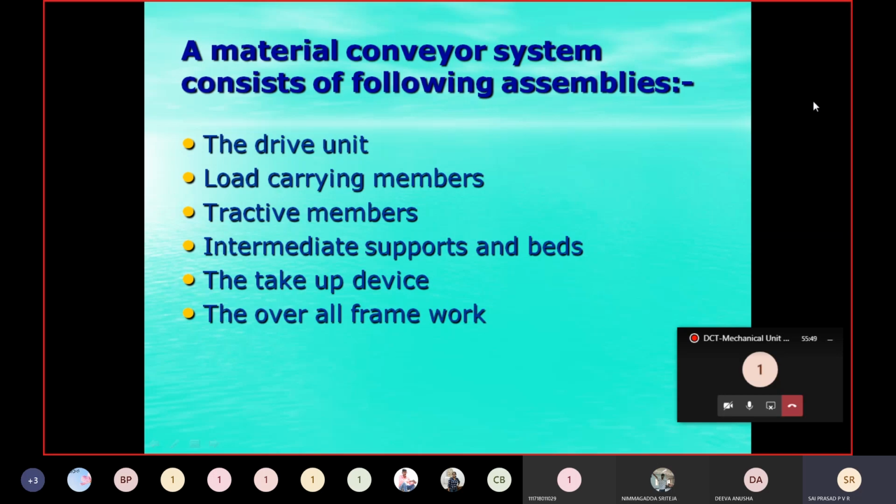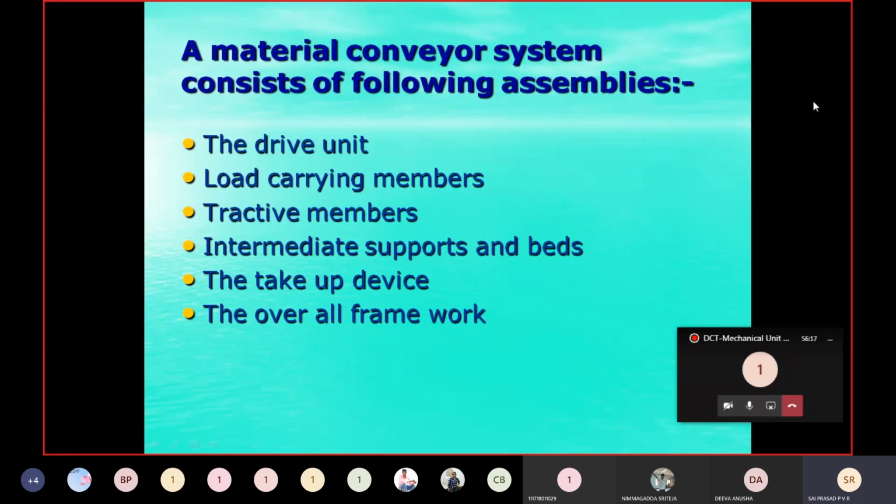Then load carrying members. Who is going to carry the loads? A material will be carrying. For example, you take belt conveyors. So in the belt conveyor, I said the belt is the material which is carrying the material. What should be the nature of the material? Is it made up of canvas cloth? Is it made up of a plastic material? Is it made up of iron chains? So this is the meaning of load carrying members.